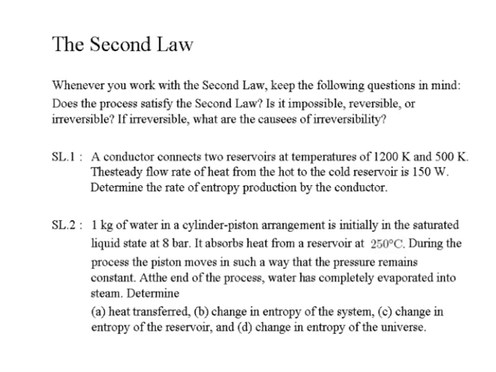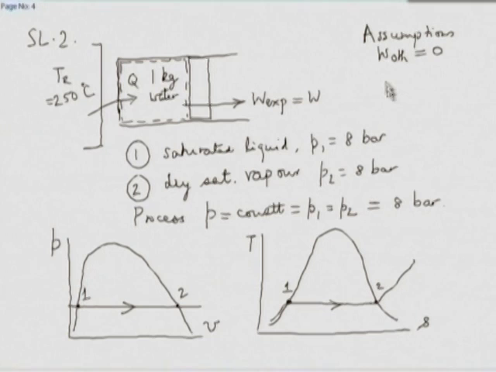So, this is an illustration where you have a process which is isobaric as well as isothermal. So, do not be under the impression that a process which is isobaric cannot be isothermal. Okay. Now, of course, we will assume the process to be quasi-static.